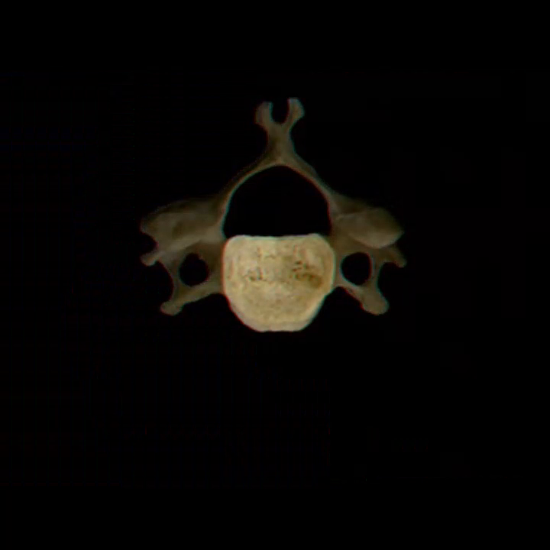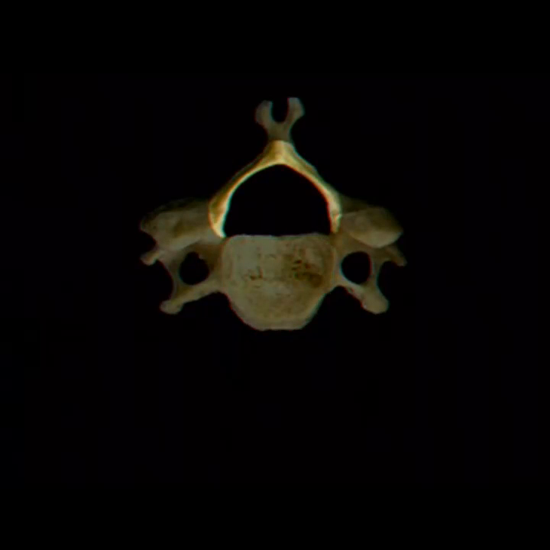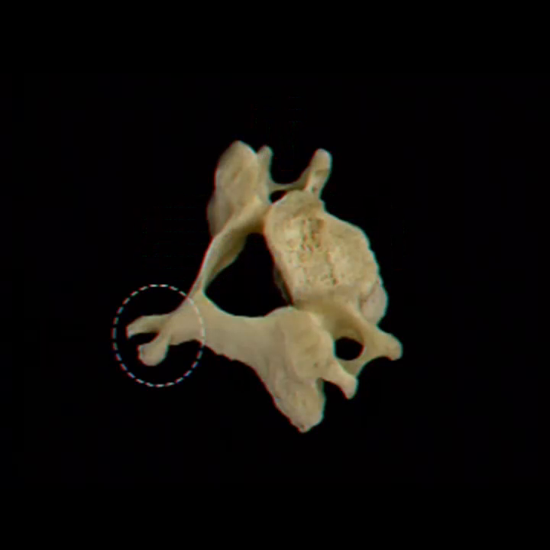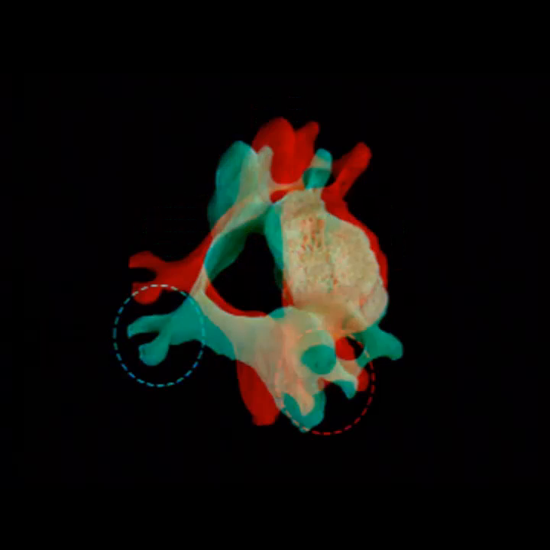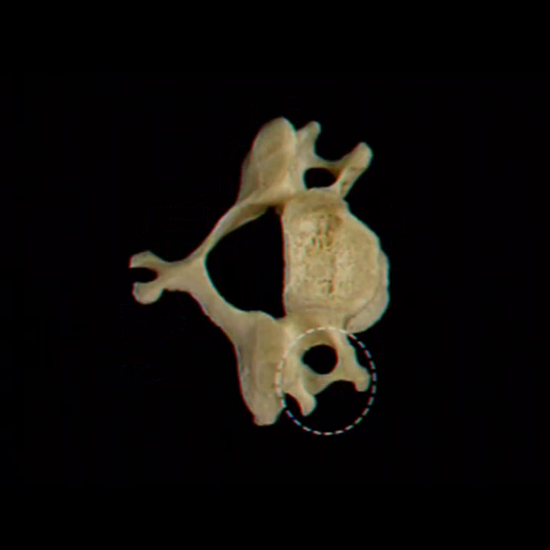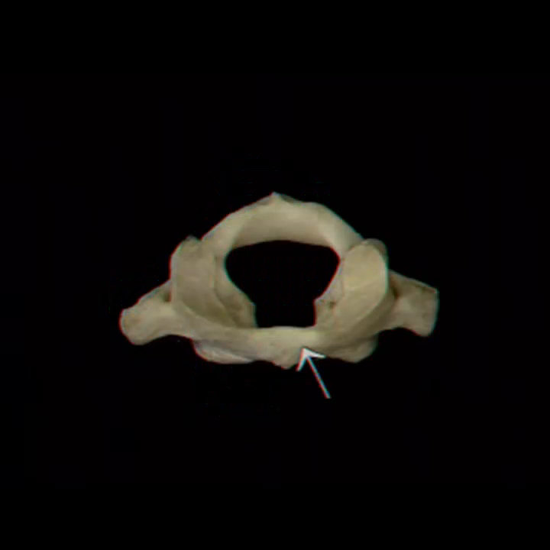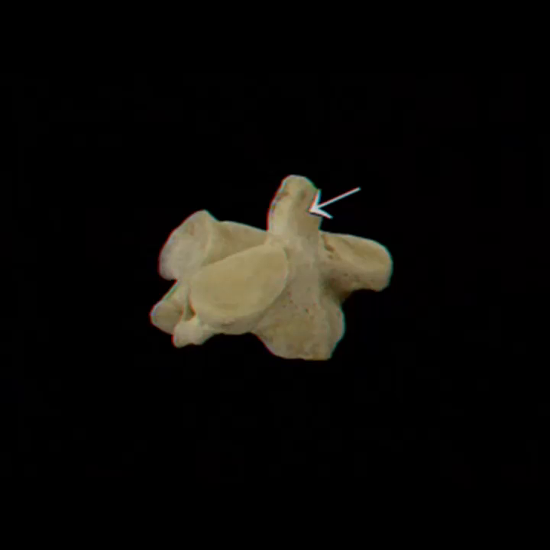On a typical cervical vertebra, here's the body, the neural arch, the vertebral foramen, the spinous process, the transverse processes, the articular surfaces, and the articular pillar. On the atlas vertebra, here's the anterior arch, the posterior arch, and the lateral masses. On the axis vertebra, here's the odontoid process.